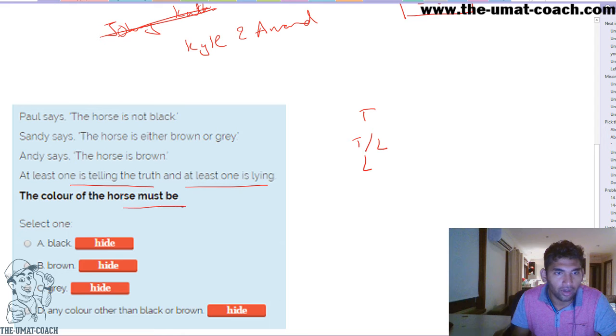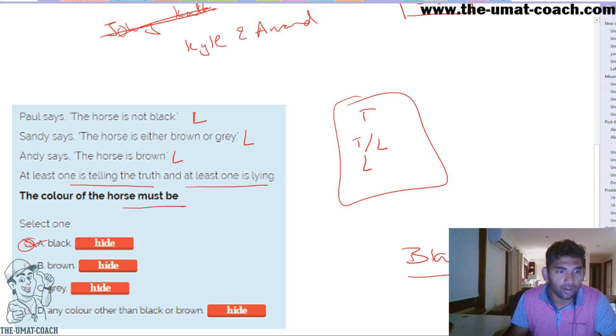The color of the horse must be, so again, let's assume for a second it's going to be black. Paul is saying it's not black. That's a false statement, it's a lie. Sandy says either brown or gray. Nope, it's black. And Andy says the horse is brown. That's also false. So because we do not meet this configuration, A cannot be the answer.